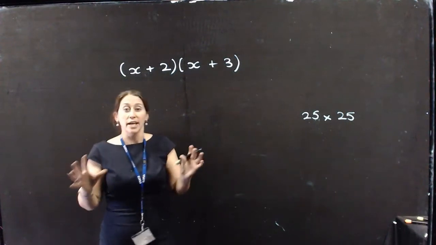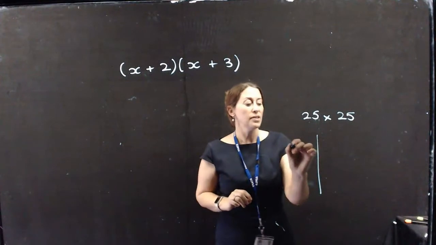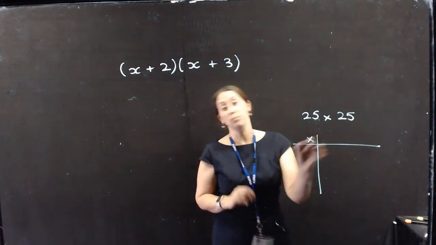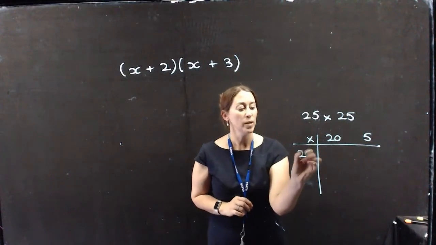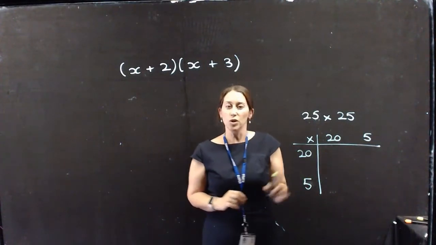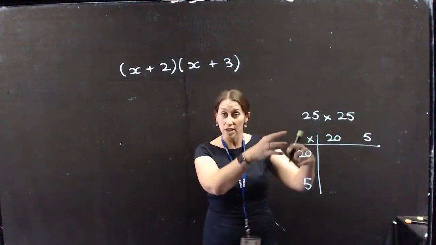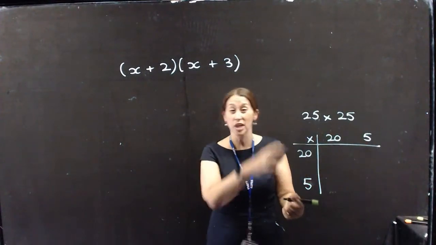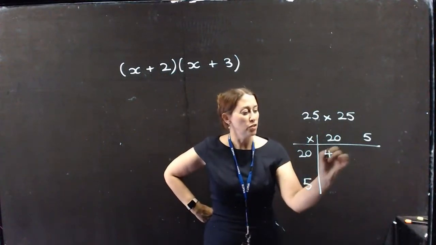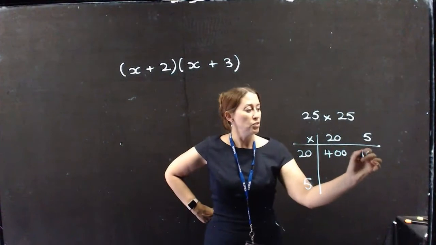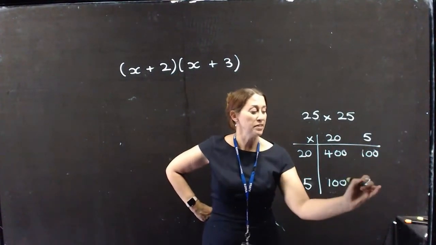One visual way is to break the number 25 into its tens and its units. And you can literally set a table up and multiply 25 by 25. And what you would have learnt is that every single part of 25 is multiplied by every single part of 25, i.e. the tens and the units. So let's do it. 20 times 20 is 400. 20 times 5 is 100. 20 times 5 is 100. And then 5 times 5 is 25.